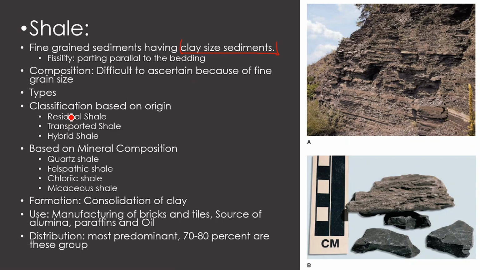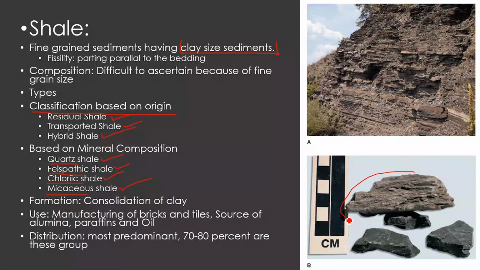So there are different classifications also available, or types we can say, that is residual shale, which is the remains of the shale, transported shale, hybrid shale, and based on mineralogy, it may be a quartz shale, feldspathic shale, chloritic shale, micaceous shale. So micaceous shale is having more amount of mica. Feldspathic shale will have feldspar in it. Quartz shale will have more quartz concentration in it. Chloritic shale will have more amount of chlorite in it. So basically this is a group of rocks, something like that.